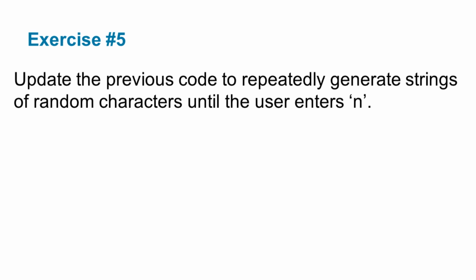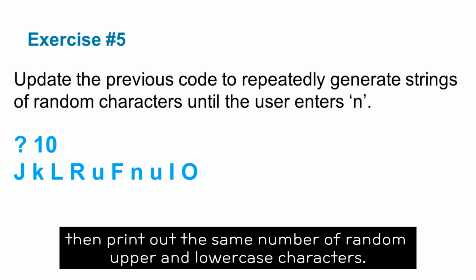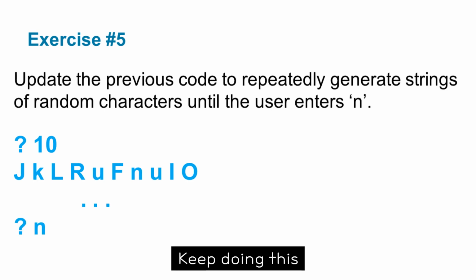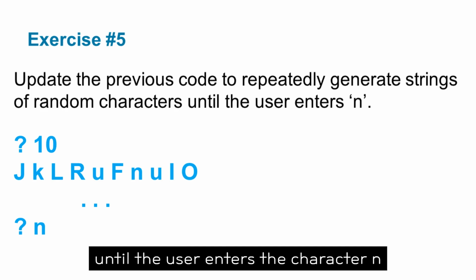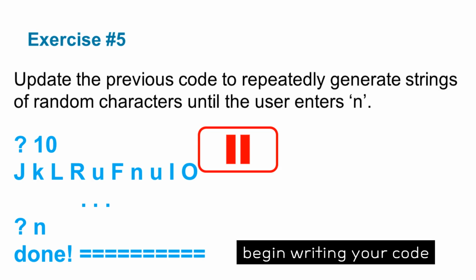Exercise number 5. Update the previous code to repeatedly generate strings of random characters until the user enters N. For example, you are taking a user input. Then print out the same number of random upper and lowercase characters. Keep doing this until the user enters the character N to stop the program. Please pause the video and begin writing your code.